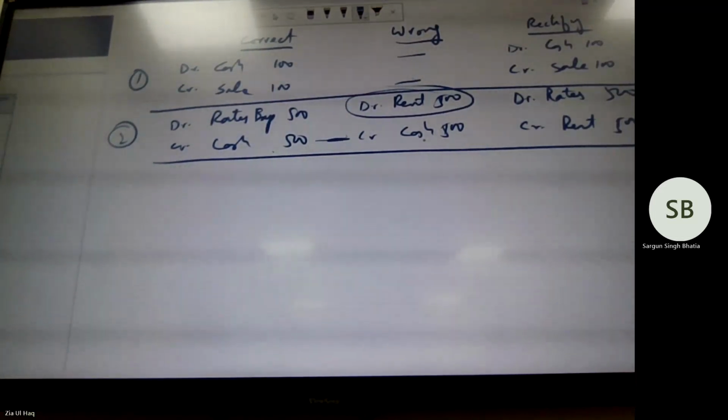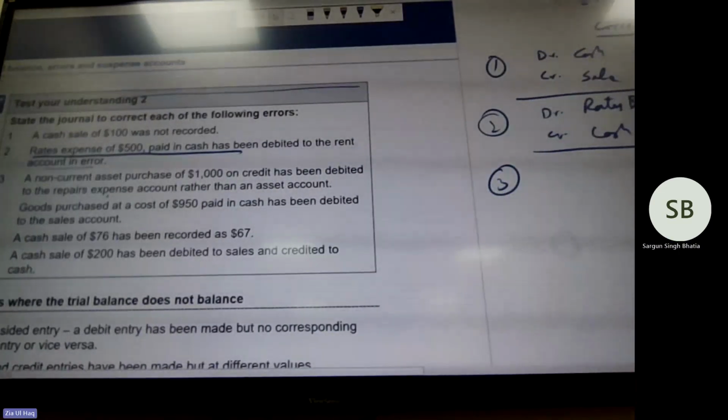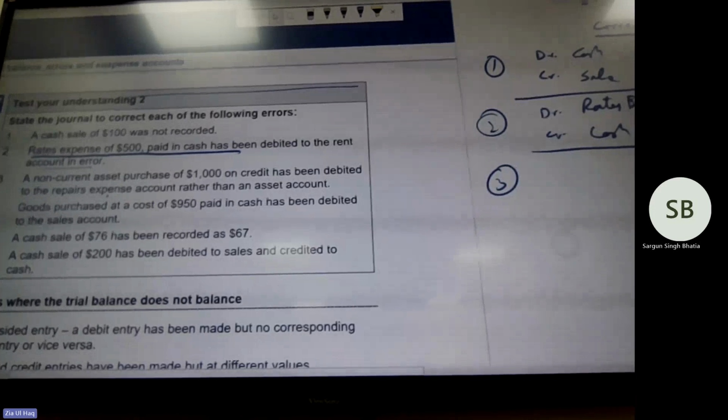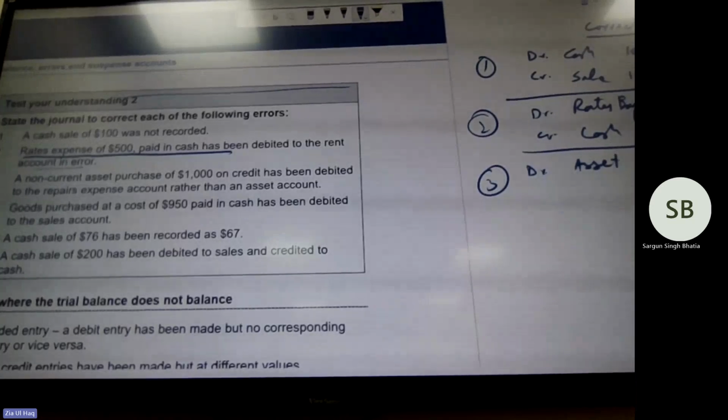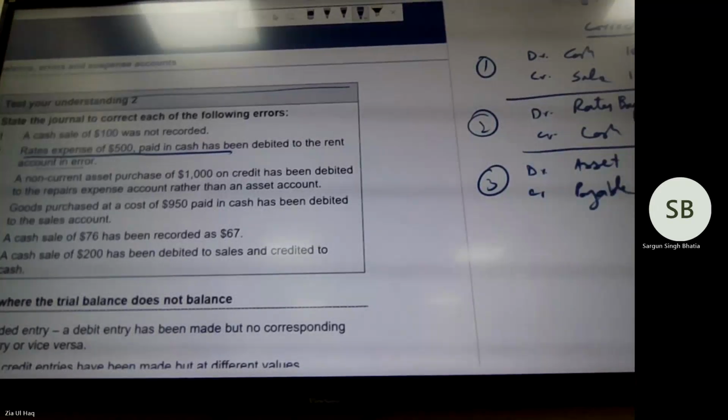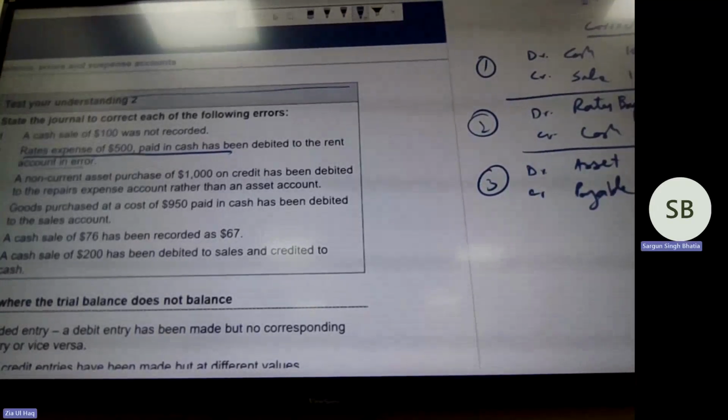Is that fine? Yes, sir. Now moving towards number three. A non-current asset purchased for 1,000 on credit. If we have purchased a non-current asset on credit, the asset should be debited with 1,000 and the credit should be payable. Yes, sir, this should be the correct entry.